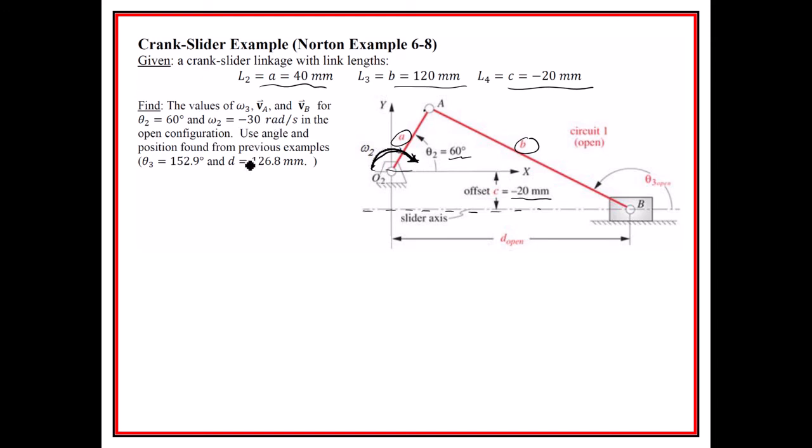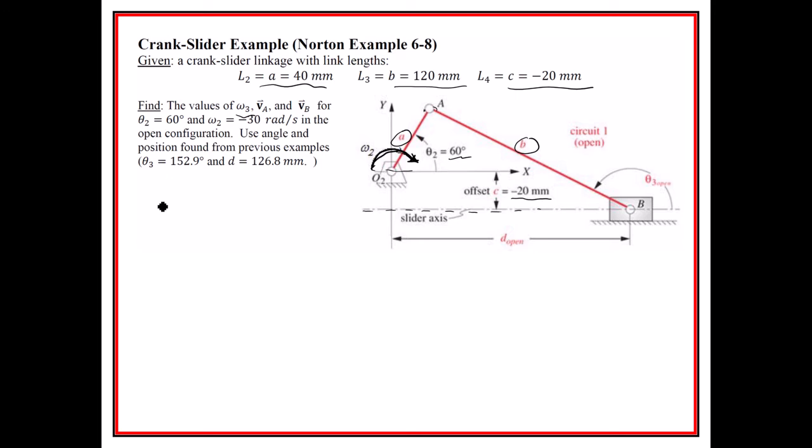And let's see. So we want to find the value of omega 3, right? So we want to find which way this is going. We don't know whether it's going that way or that way yet. And we want to find the velocity of A, and we want to find the velocity of B.